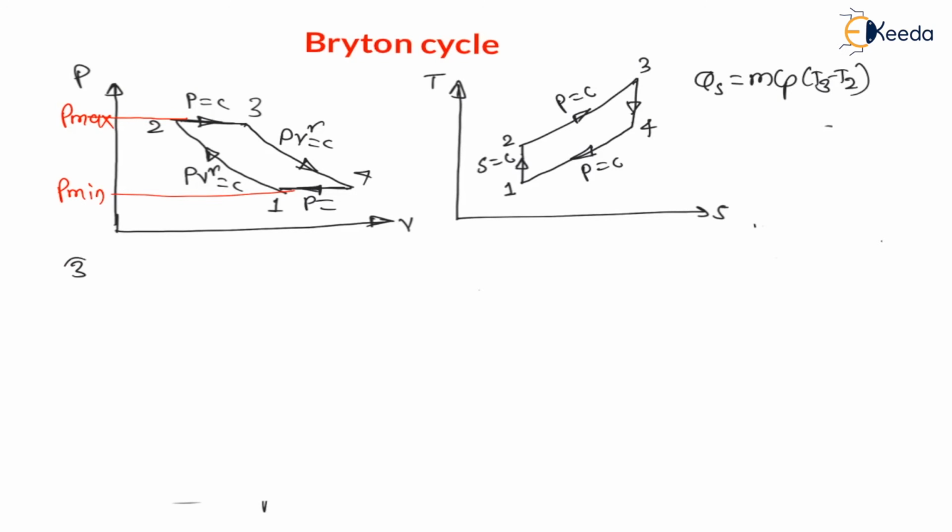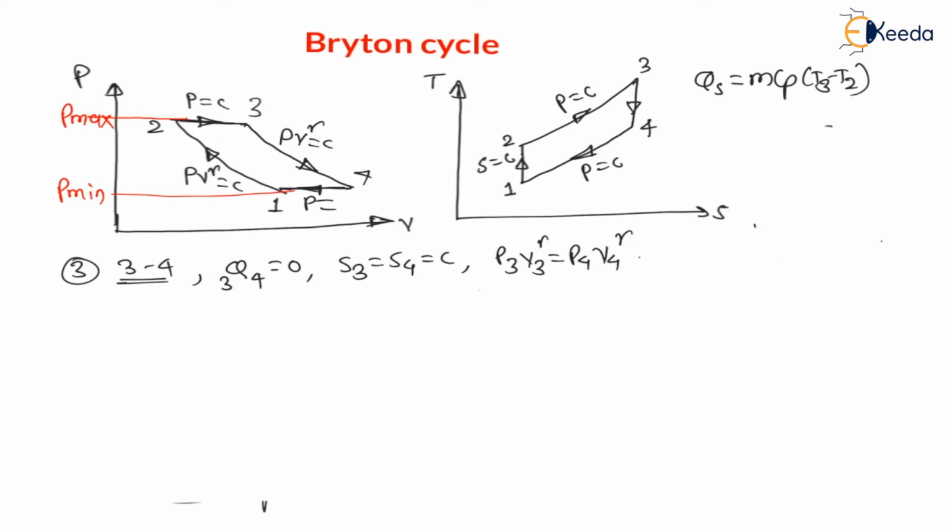Now process number 3, that is 3 to 4, is reversible adiabatic expansion. Reversible adiabatic means heat transfer during this process is 0, entropy is constant, means S3 is equal to S4 is equal to constant, right? And equation is P3 V3 raised to gamma is equal to P4 V4 raised to gamma.